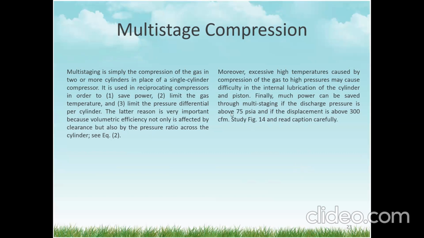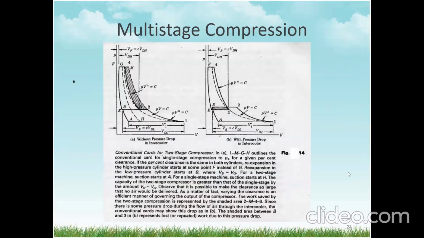Ito yung limit niya. Pag mas mababa niya, so hindi, yung multi-staging, hindi na advantageous. So dito, 75 psi sa displacement, advantageous siya kasi makakasave ng power. So ito yung figure 14. Conventional card for two-stage compressor.